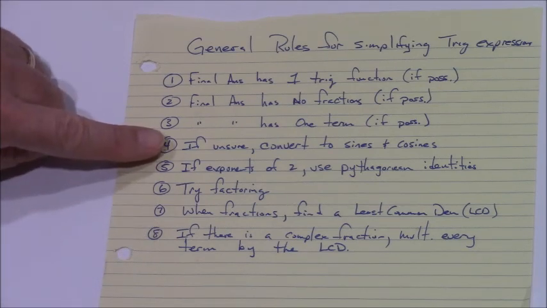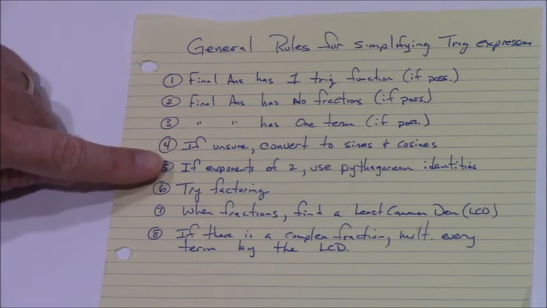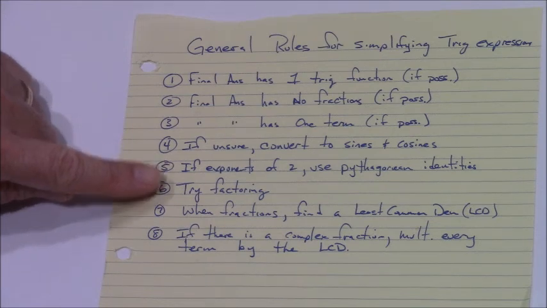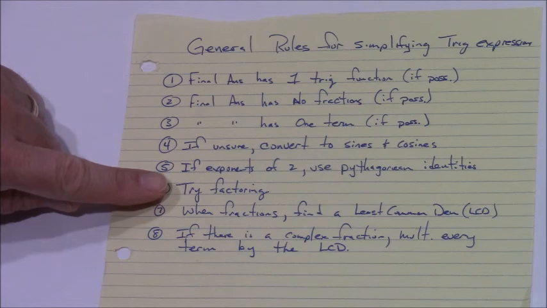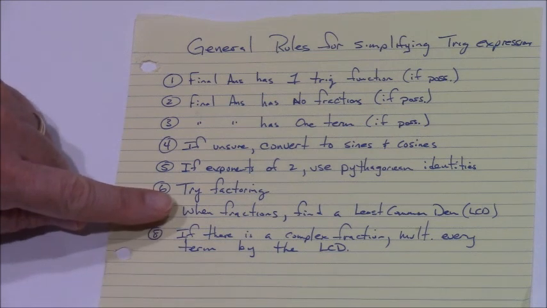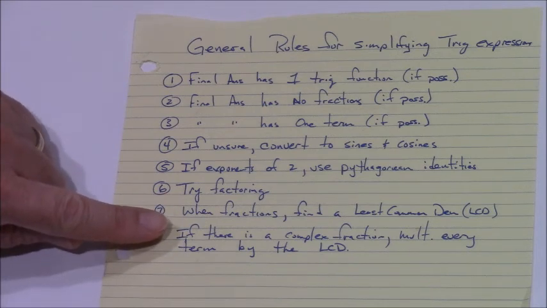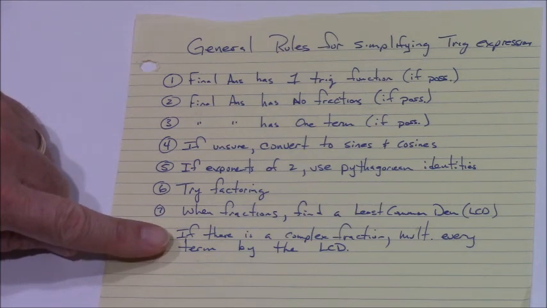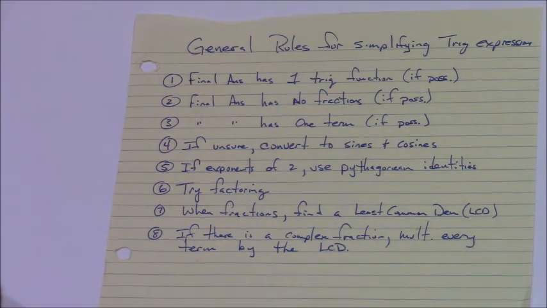So same as always, if you're unsure what to do, convert to sines and cosines. If there's an exponent of 2, we want to think about using a Pythagorean identity. Factoring, we've done a little bit of this, but not a huge amount. So try factoring the expression, that might help. When you see fractions, find the least common denominator, add the fractions together or subtract them. And this one, if there is a complex fraction, multiply every term by the least common denominator.